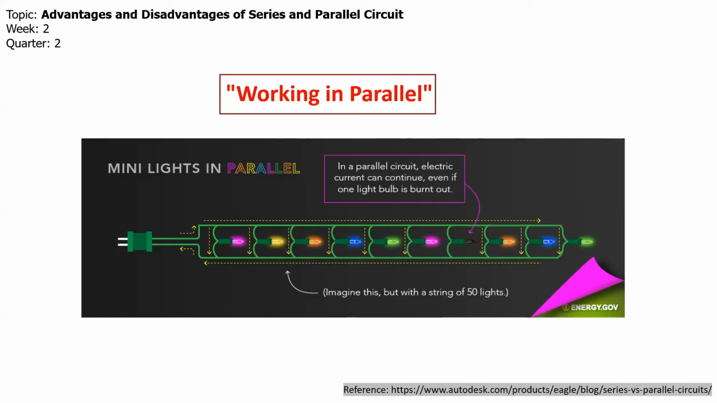If one filament burns out, it has no effect on the remaining lights. As you can see, each bulb has its own mini circuit that is separate from the others, but they all work together as part of a larger circuit. In a parallel circuit, electric current can continue even if one light bulb is burned out. Electrons or electric current can continue to move along the circuit. It has no effect from the other bulbs.